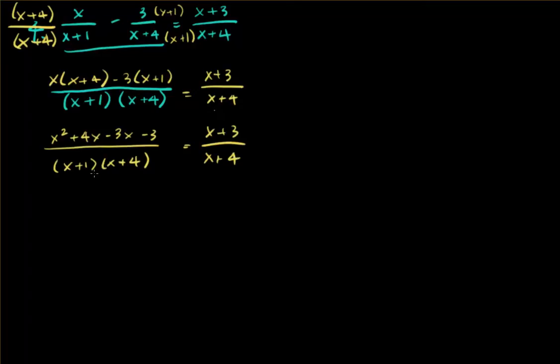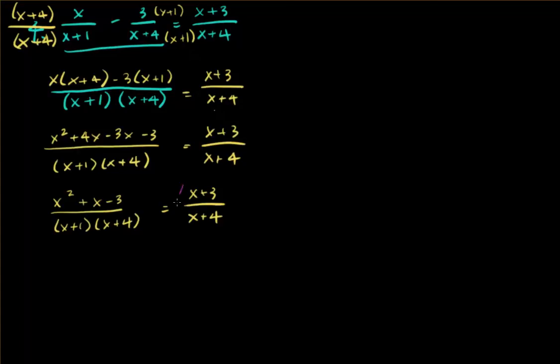Now let's go ahead and clean up that numerator. X squared plus x minus 3, over x plus 1 and x plus 4, equals x plus 3 over x plus 4. Now I can cross multiply at this time, but I don't want to do that. It's going to be too messy.